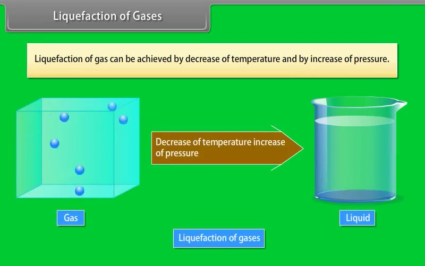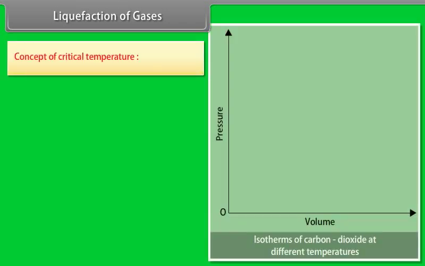Liquefaction of gases. Liquefaction of gas can be achieved by decrease of temperature and by increase of pressure. Concept of critical temperature. At low temperature, 13.1 degrees Celsius, CO2 exists as gas at low pressure as shown by point A. As the pressure is increased, the volume of gas decreases along the curve AB. At point B, liquefaction starts. Hence, volume decreases rapidly along the line BC. At the point C, the liquefaction is complete.